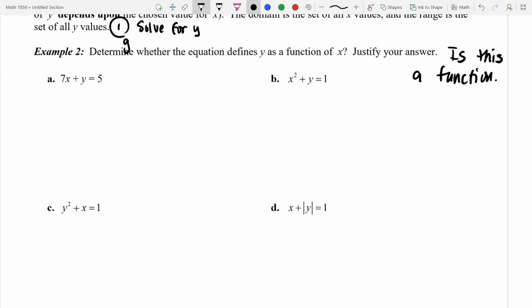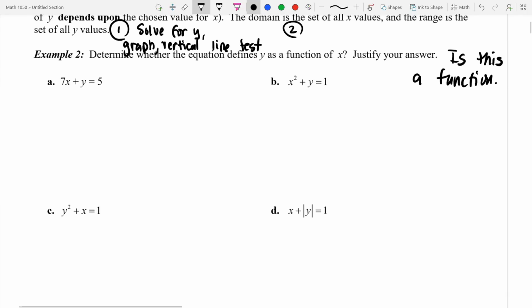Then the second thing you're going to do is to graph it. You guys, if you have a graph and you're trying to determine if it's a function, how can you determine if it's a function? The vertical line test, yeah. So vertical line test, and then you'd be done. But guys, what if you don't know how to graph it? Or what if you think you know, but you're not sure? Don't take the risk if you don't know. So what if you don't know how to graph it? You're going to solve it for y.